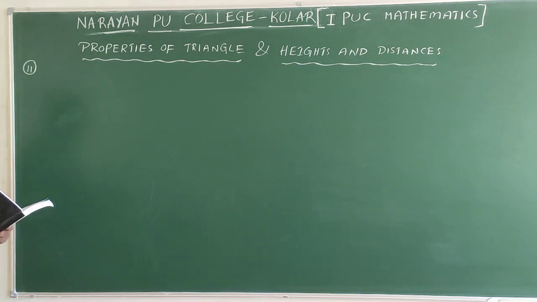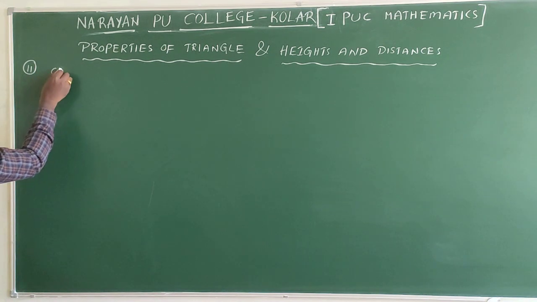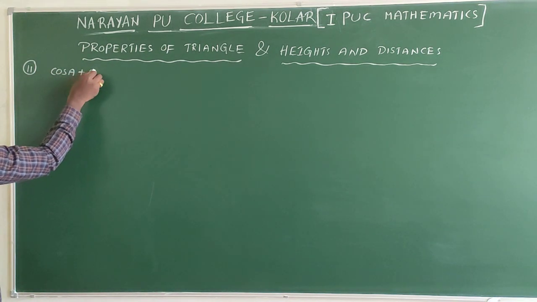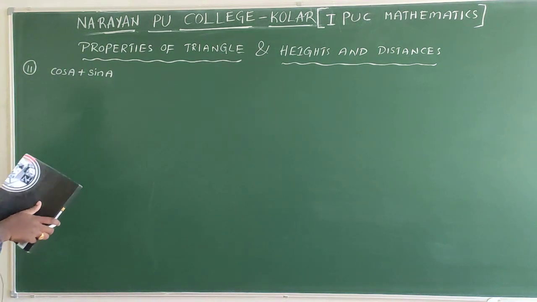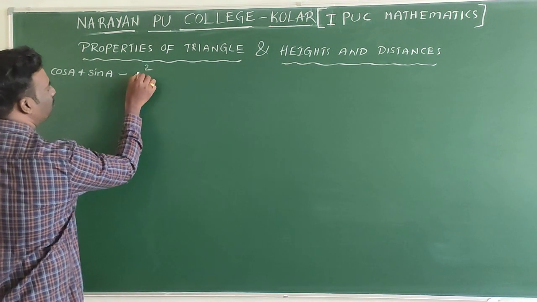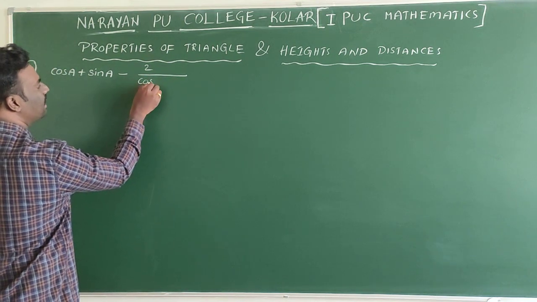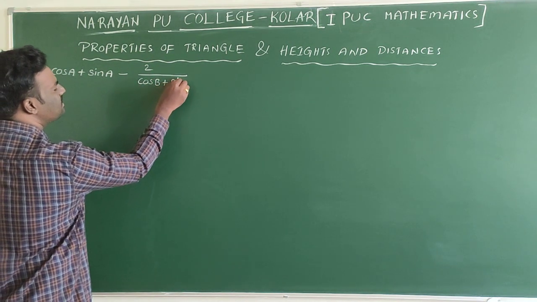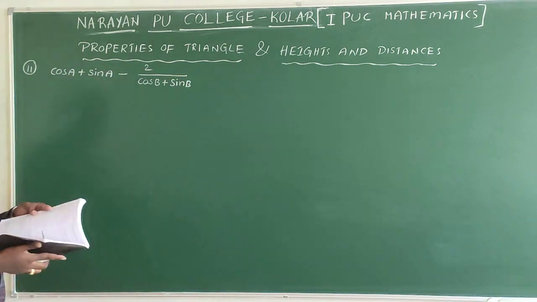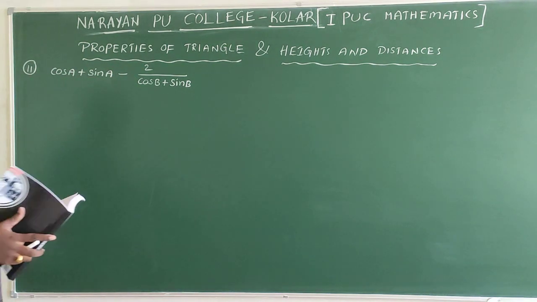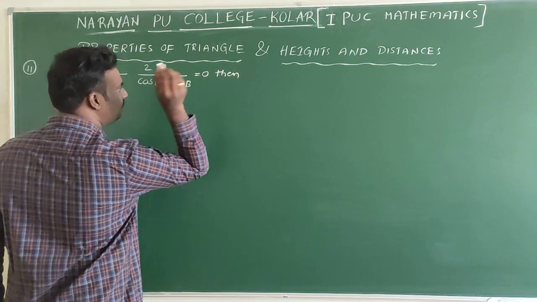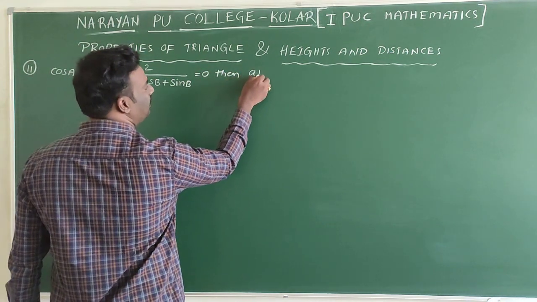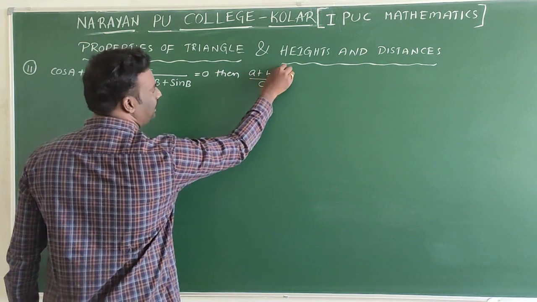In 11th question, in triangle ABC, cos A plus sin A minus 2 by cos B plus sin B is equal to 0, then we need to find A plus B by C.